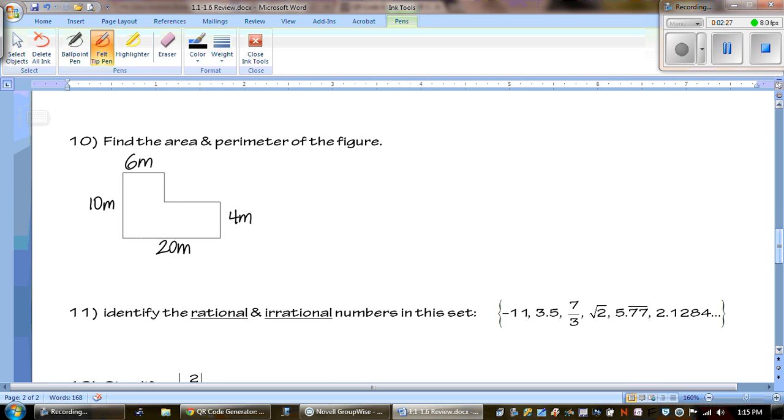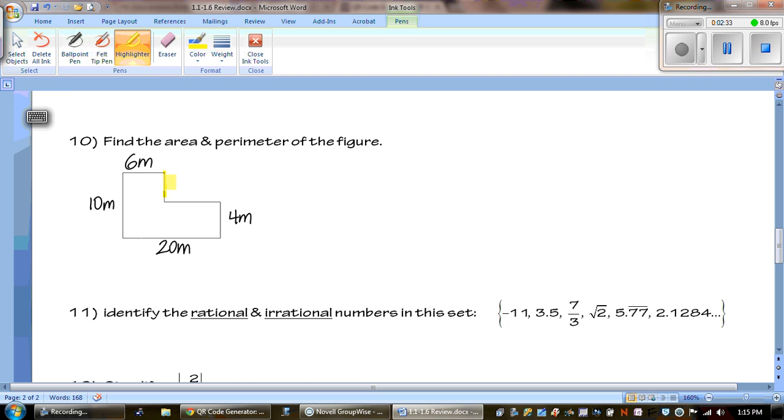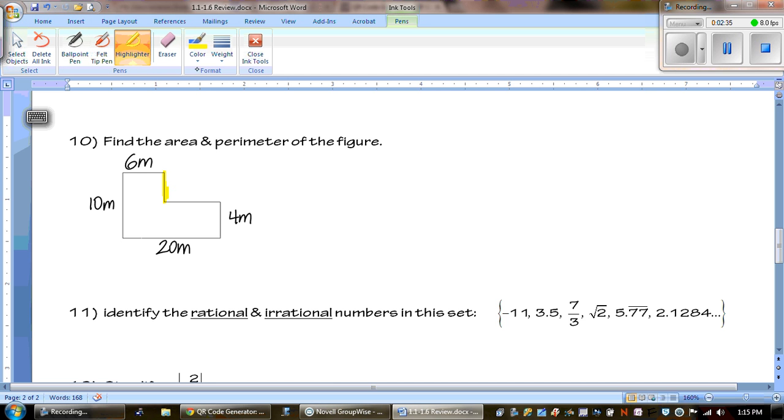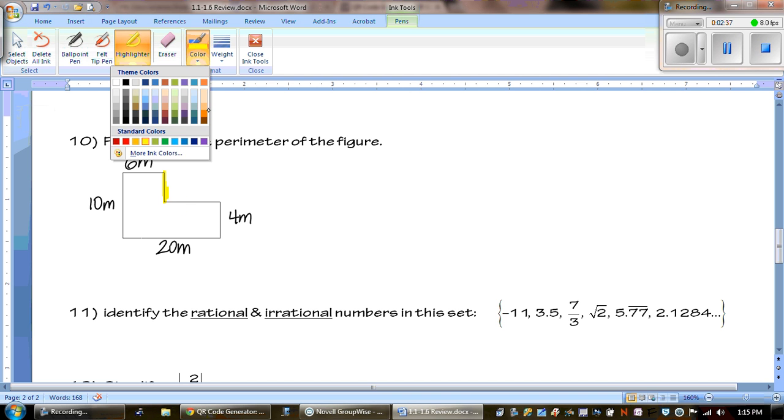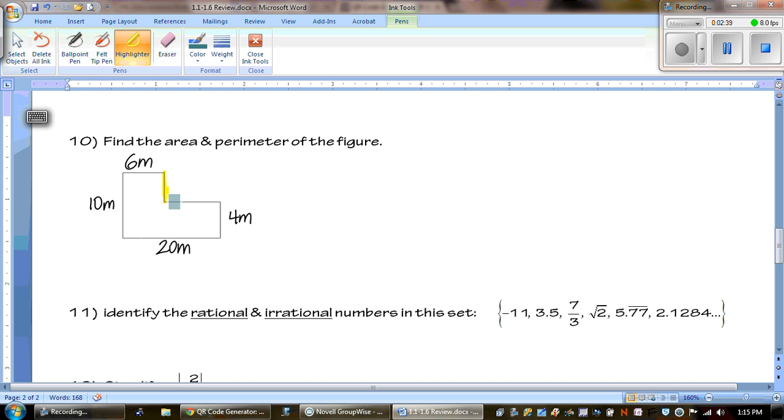All right, number 10. You have to find the area and the perimeter. But when you're finding perimeter, just know that we have two missing sides here that we don't know what they are. So we have to find out what those are. All right, let's talk about the yellow. 10 plus that missing piece, or 10 is the same as 4 plus that missing piece. So 4 plus what gives you 10?